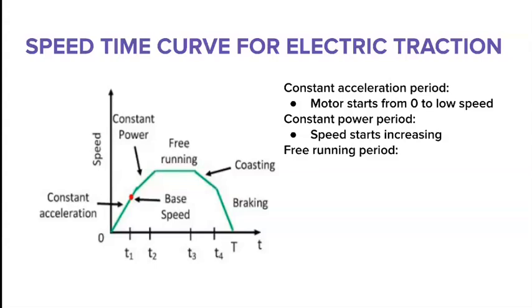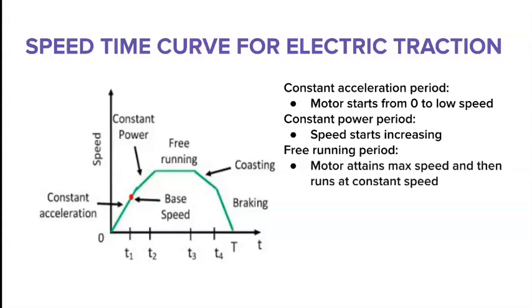Now recall free running period. Free running period was a period where it attains maximum speed and runs at that speed. Fourth is coasting period. Now what is coasting period? Coasting period is that period in which supply to the motor is cut off and the train is allowed to run under its own momentum. Hence, the speed gradually starts decreasing.